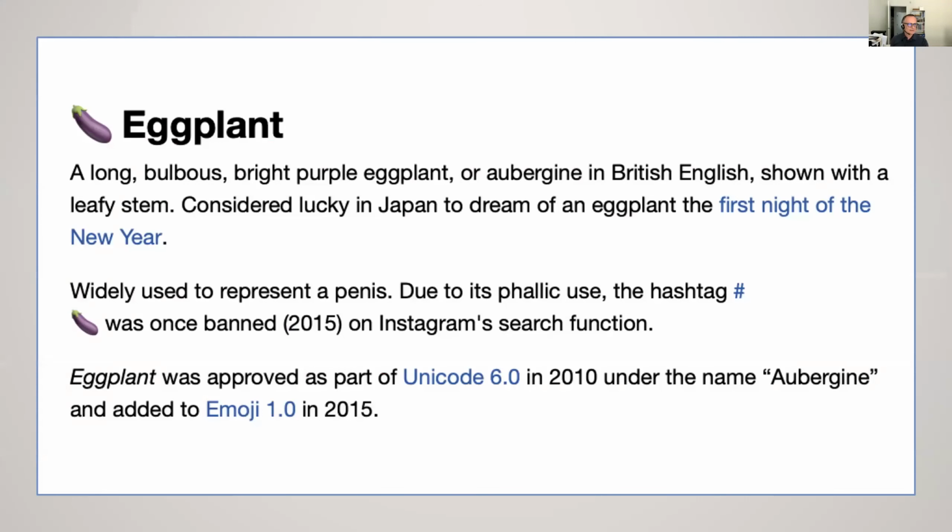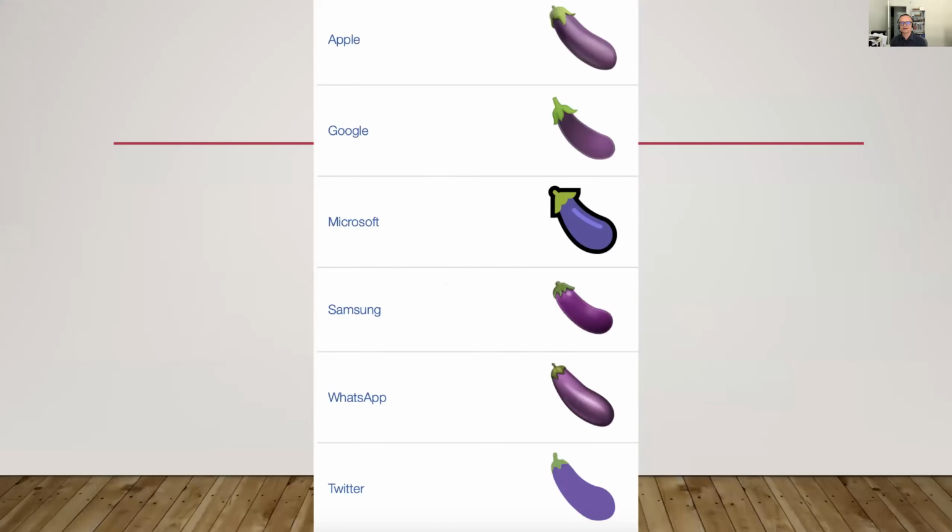So the eggplant is a long, bulbous, bright purple eggplant, or aubergine in British English, shown with a leafy stem. Interesting tidbit, considered lucky in Japan to dream of an eggplant the first night of the new year. It's widely used to represent a penis, which is why it can cause some problems. So let's look at how they display on different platforms. Not too much variation. Unlike the other symbols, they're all kind of at the same angle, facing the same direction.